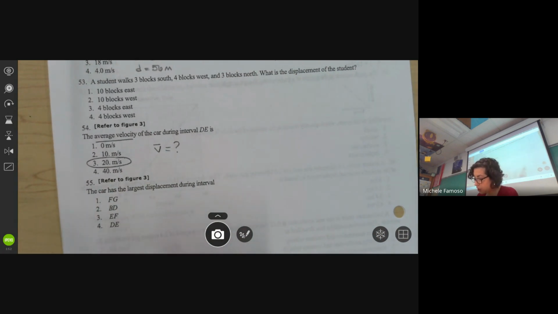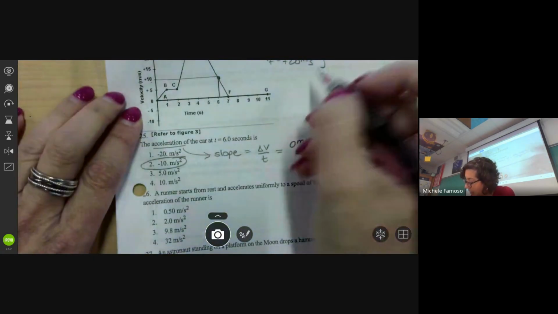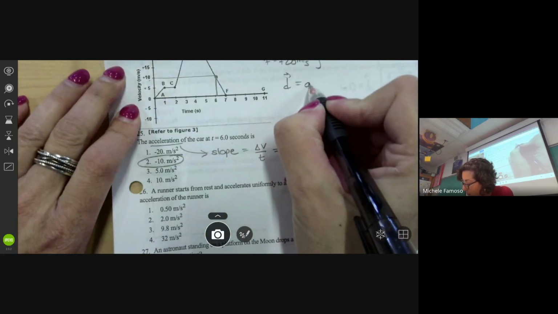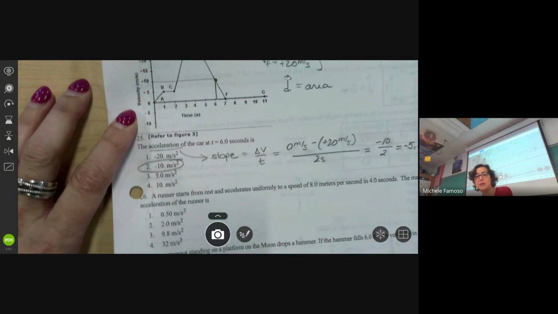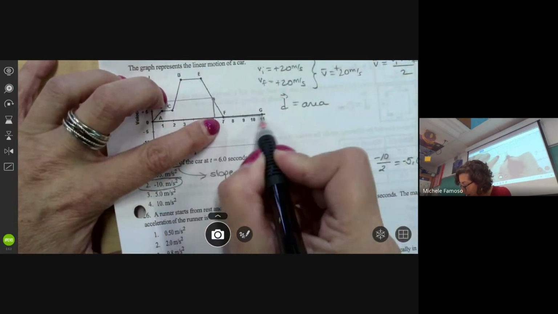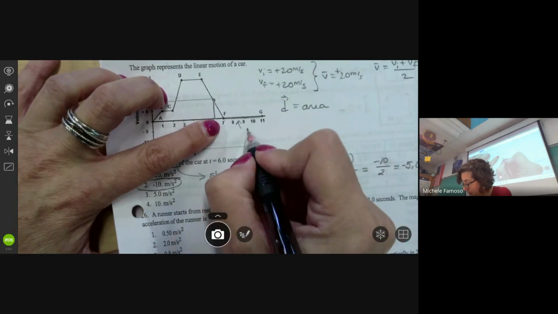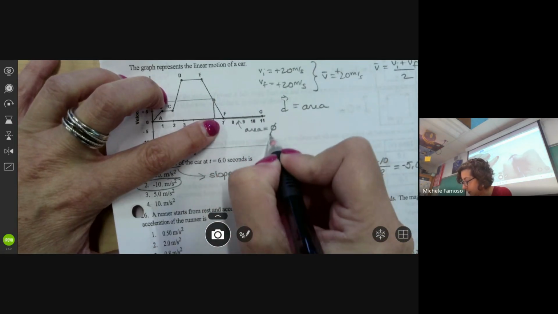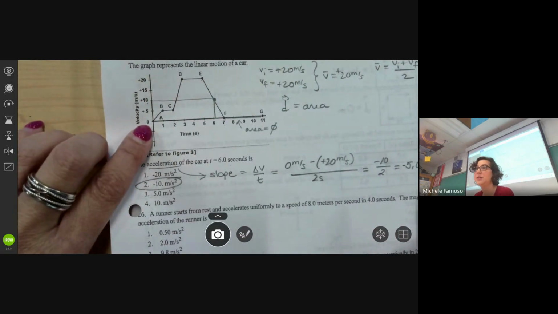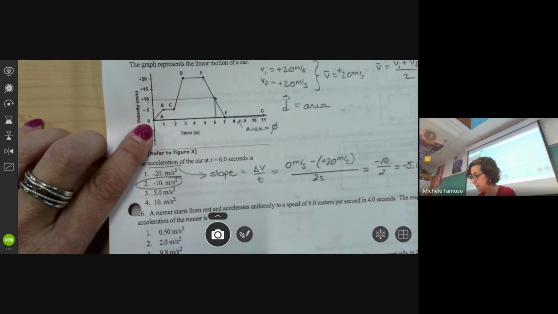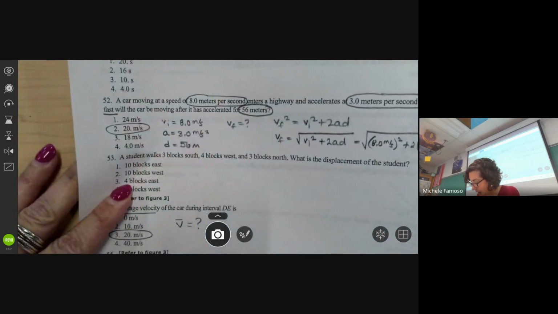Number 55, which car has the largest displacement during the interval, and we're giving you 4 choices. On a graph of velocity versus time, the displacement would be equal to the area between the line and the time axis. So let's look at the 4 choices. F to G is here. What's the area there? There is no displacement from F to G because our velocity is 0. When you're not moving, you can't be displaced. So that is obviously out.